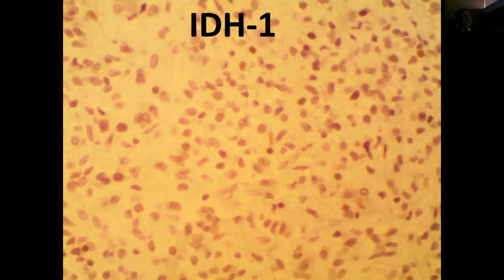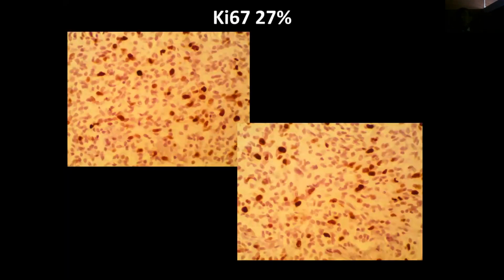Usually IDH1 is positive in adults, not in children. And when they are positive, they do better than when negative. Usually, though not always, when IDH1 is negative, P53 will be negative because they are the same pathway. And when IDH1 is positive, P53 will be positive.